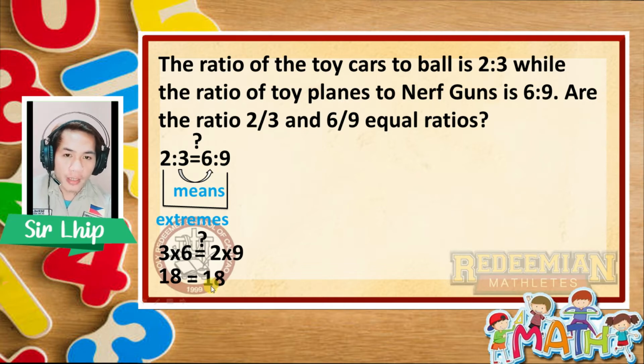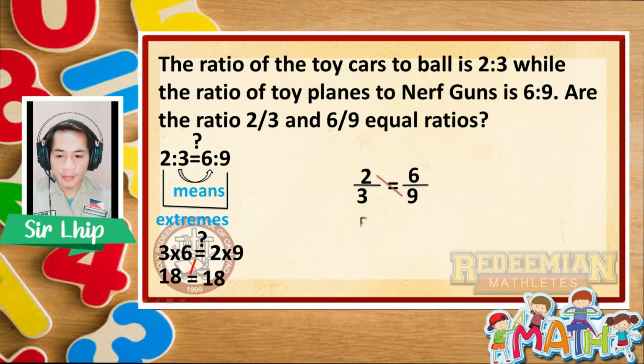So they are equal. We can also use the fractional form and the cross product. 2 over 3 equals 6 over 9. 2 times 9 equals 18, and 6 times 3 is also 18. So they are also equal.